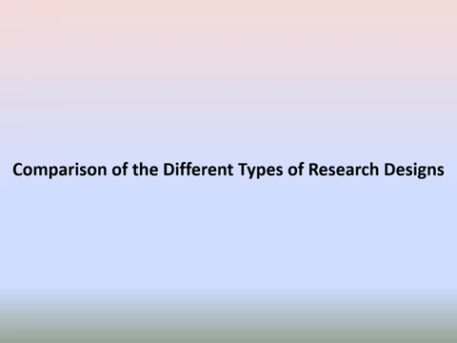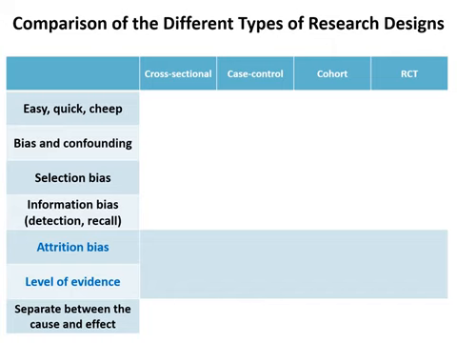Comparison of the different types of research designs. This table will show you a comparison of different types of research designs. In lecture 6, I will give you different types of bias, and then I can test your information about this table. For now, I will not go through this table in detail, but I need you to read it carefully and to test your information.